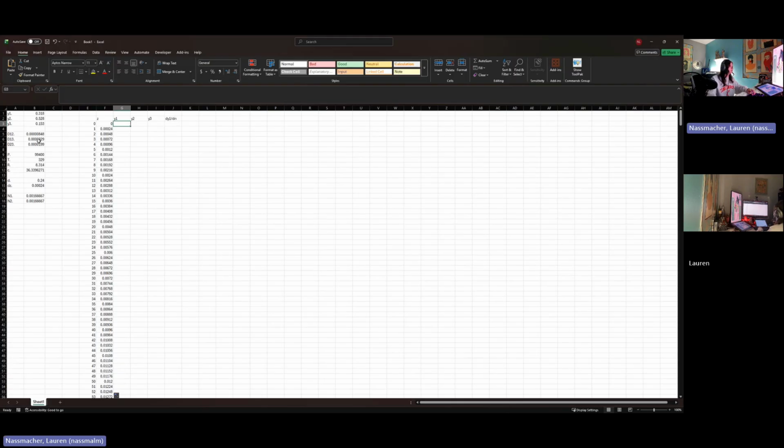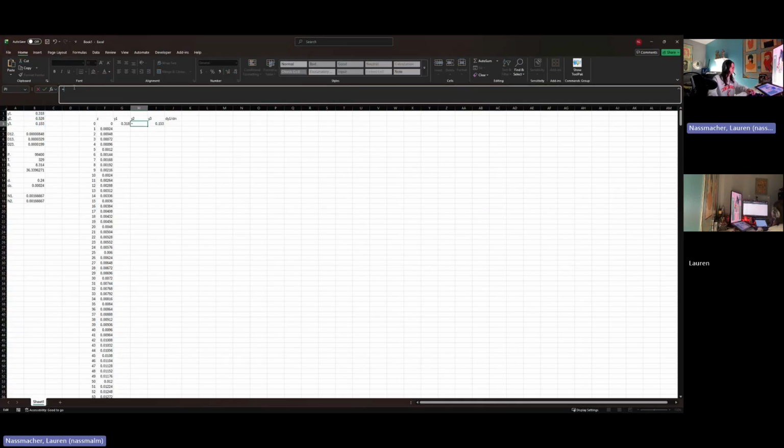And our y1 value is equal to this. Our y2 value equals that. And our y3 value is equal to that. And I put in the wrong numbers. Great. There we go.